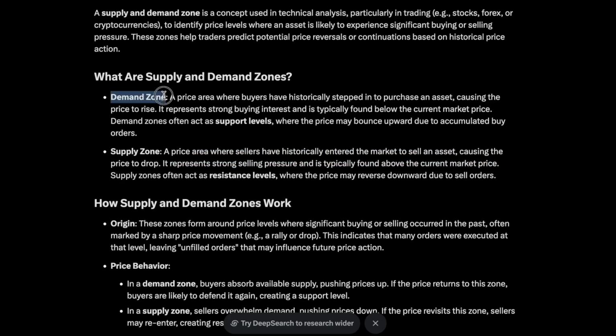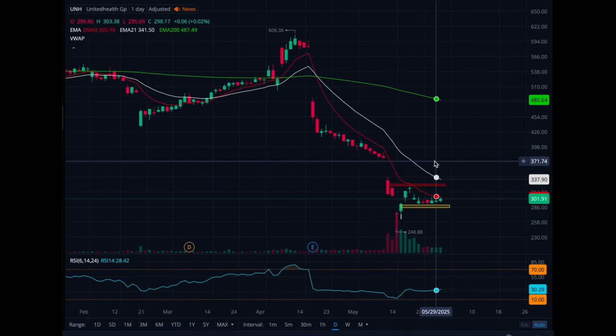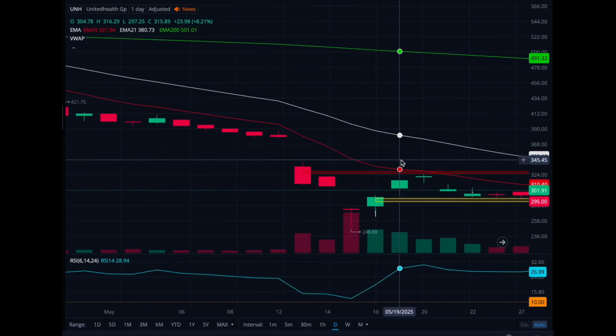So if you're going to buy in the demand zone, you're expecting the stock to mainly go up. If you're going to buy in the supply zone, you're expecting the stock to go down. Let's use UNH, United Health Group, as an example. By the end of this video, you're going to be a master at doing supply and demand zones.